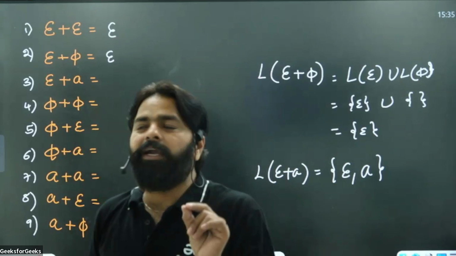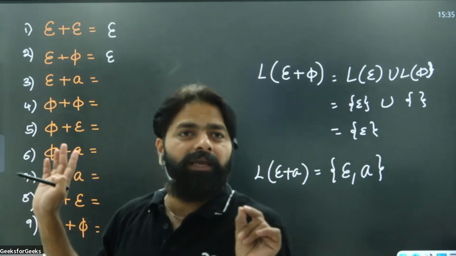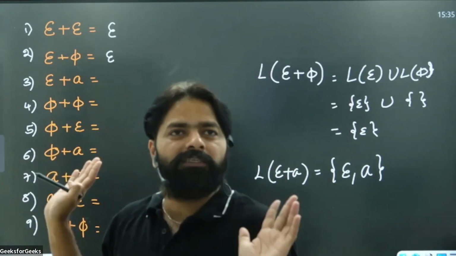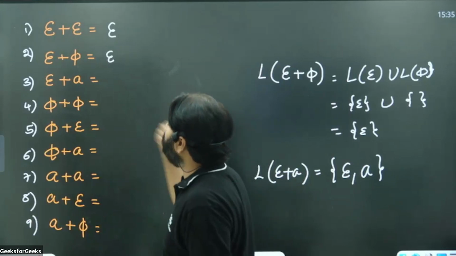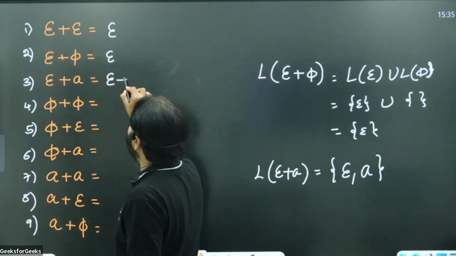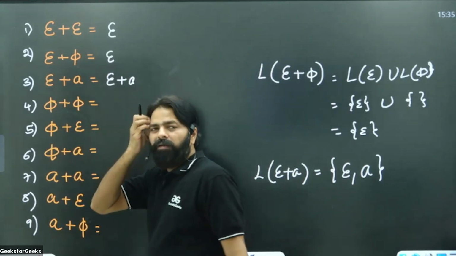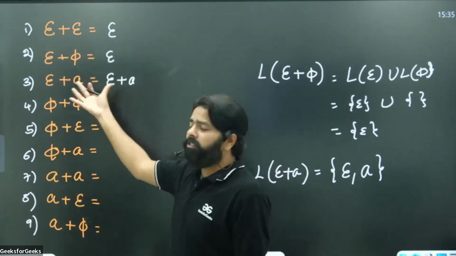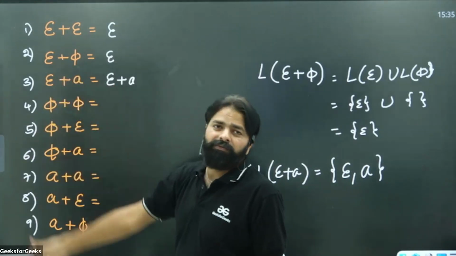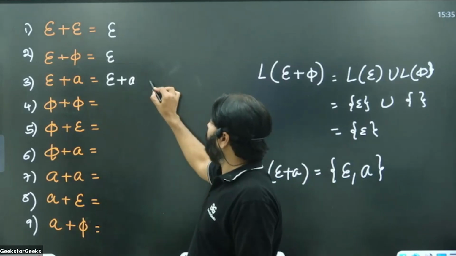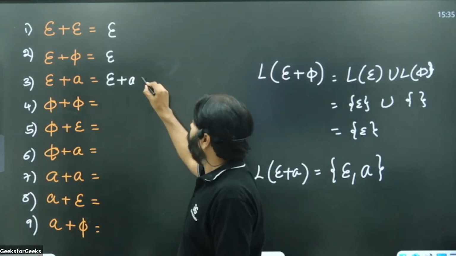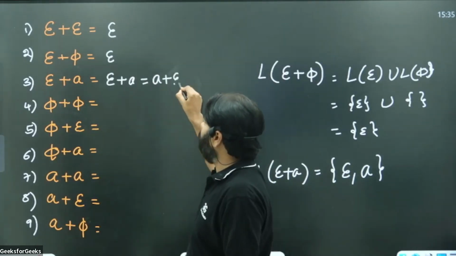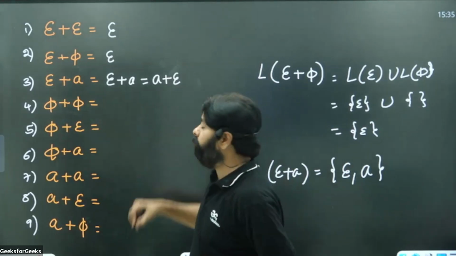Correct? Some people are writing only epsilon, some people are writing only a, some people are writing something else. So you will not get a simplified answer because it is already simplified. If you want, you can write a plus epsilon, but you can't ignore or delete either of these two. Is that clear?